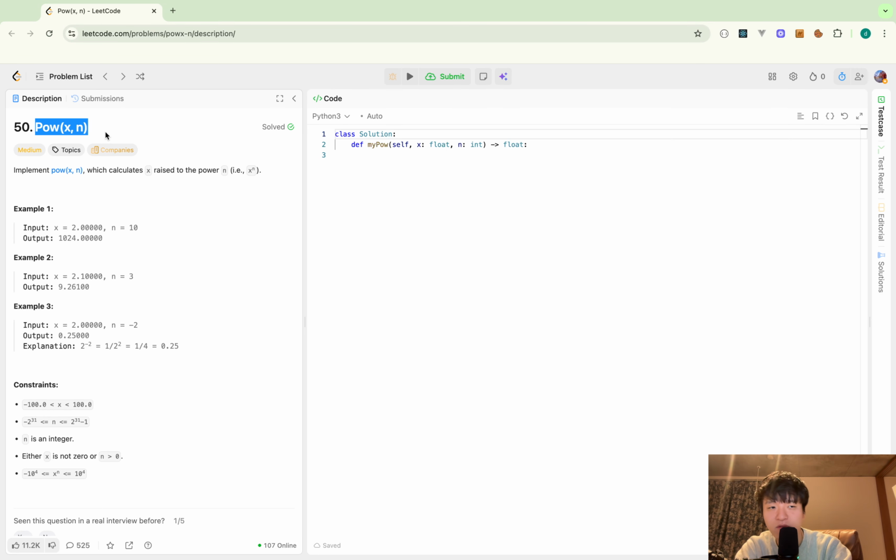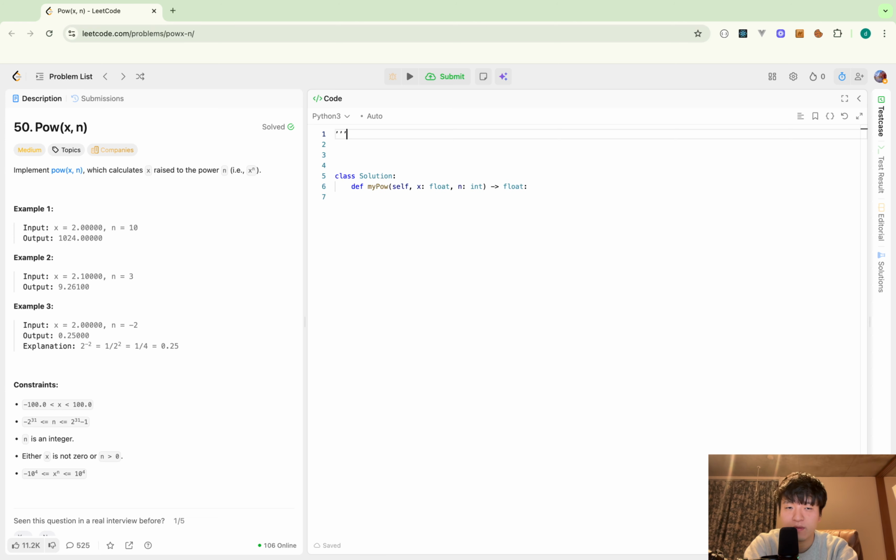So today I solve this question. Power xn. Implement power xn, which calculates x raised to the power n. So x to the n. Okay, so let me clarify my understanding first.